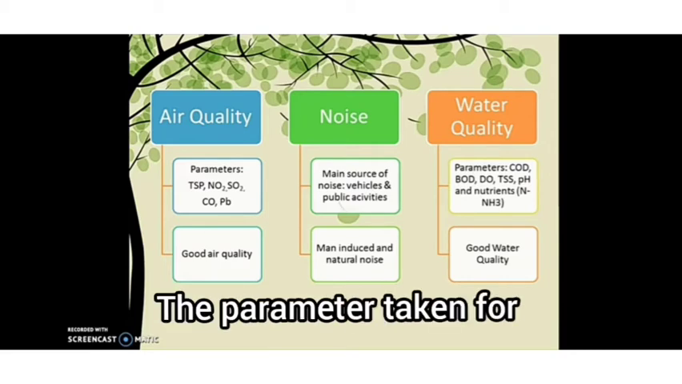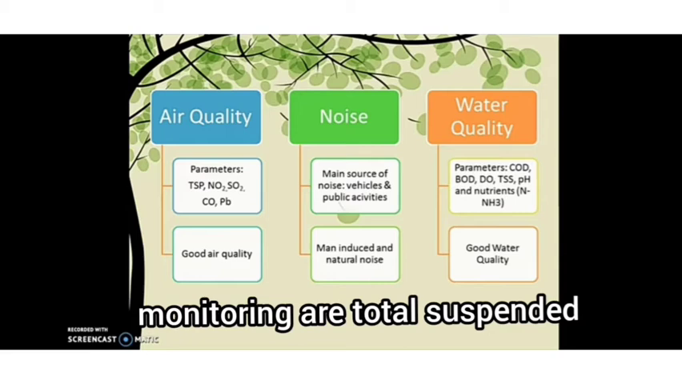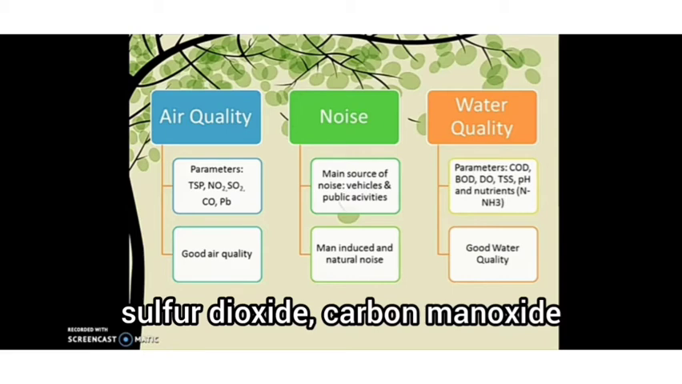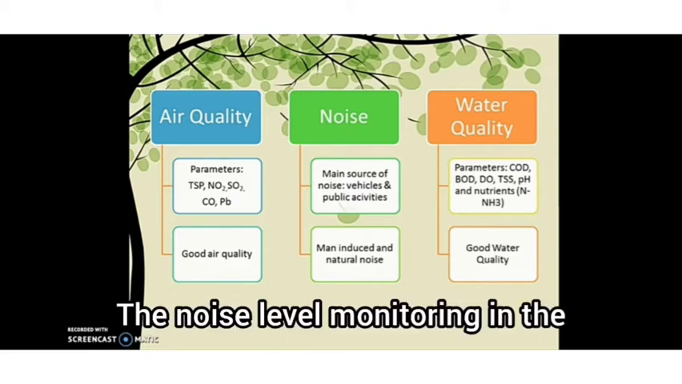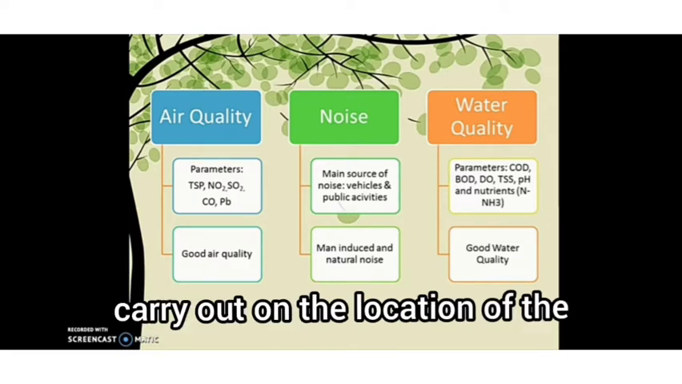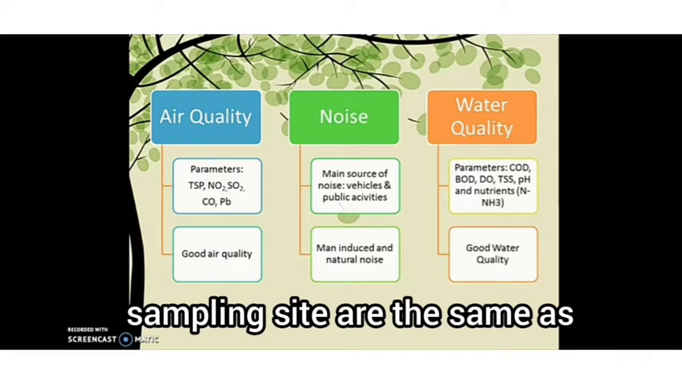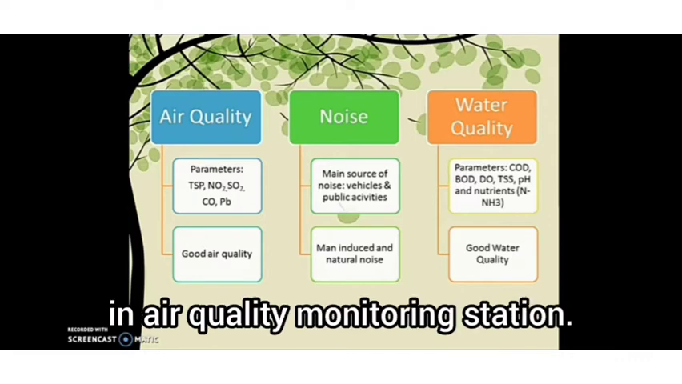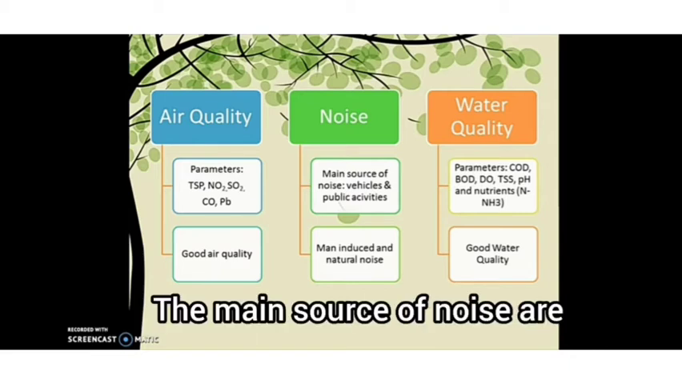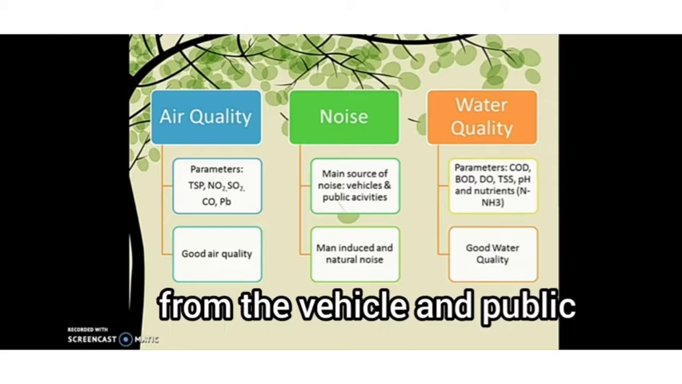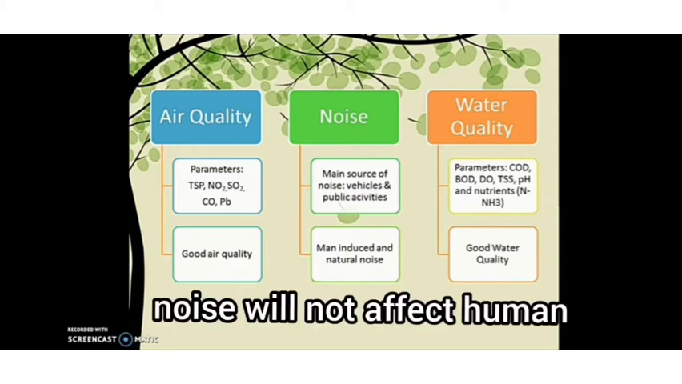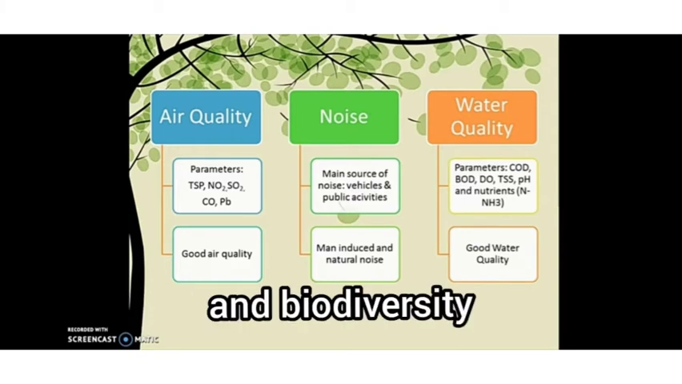The parameters taken for monitoring are total suspended particulate, nitrogen dioxide, sulfur dioxide, carbon monoxide and lead. The noise level monitoring in the proposed project site also will be carried out. The locations of the sampling sites are the same as in the air quality monitoring station. The main sources of noise are from vehicles and public activity.